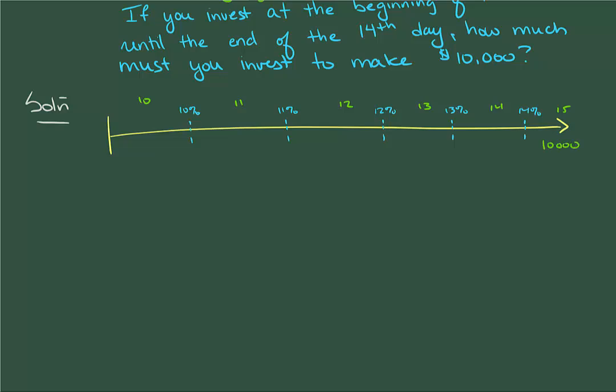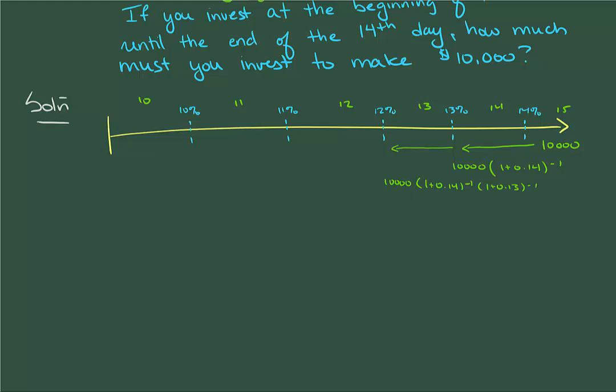And now if we take $10,000, I'm going to put it just after the 14th day, and let's bring this back now to the beginning of the 14th day, wherein we pick up this factor of (1 + 0.14)^-1, right? Because we pass through that compounding event. Let's continue, and let's bring this back now to the beginning of the 13th day. And in doing so, we pick up this factor of (1 + 0.13)^-1.